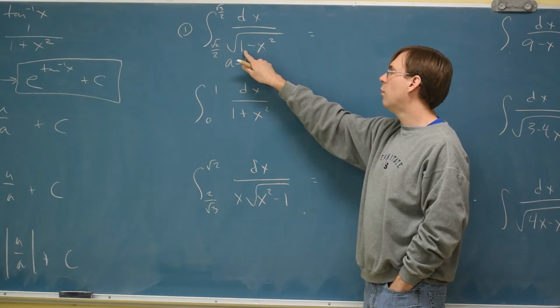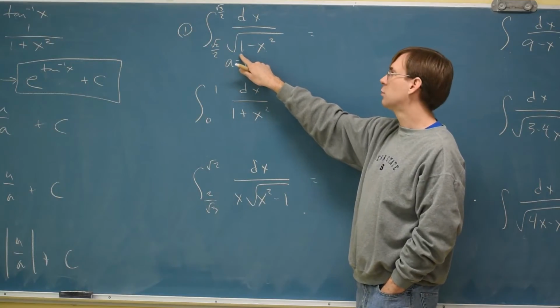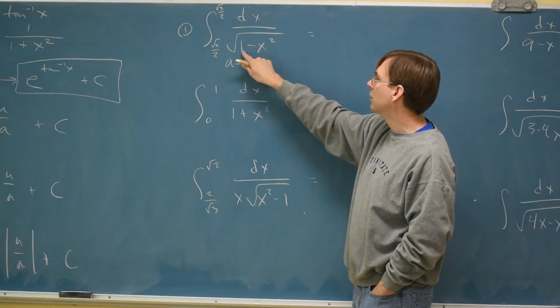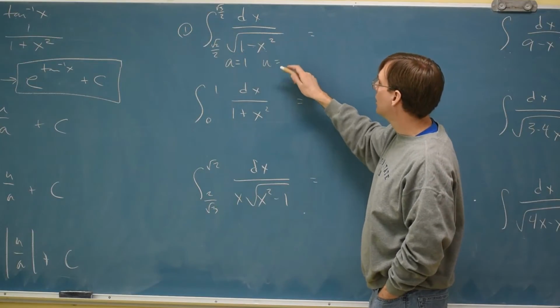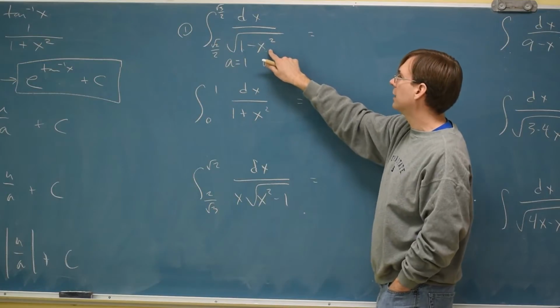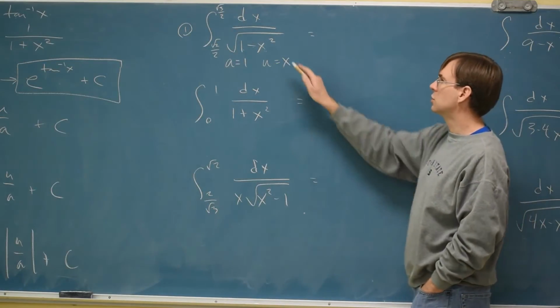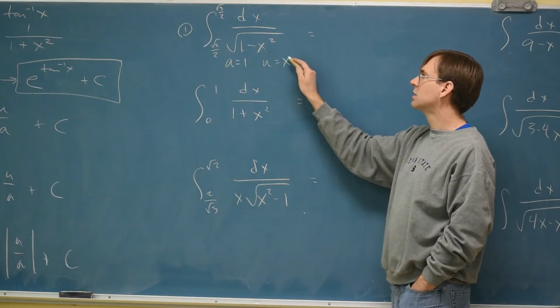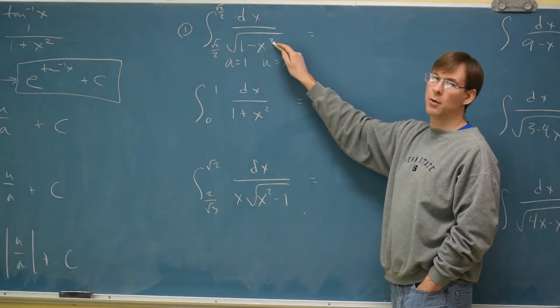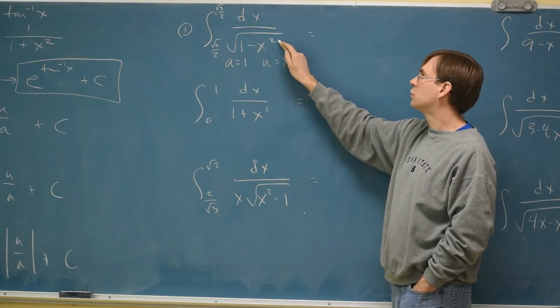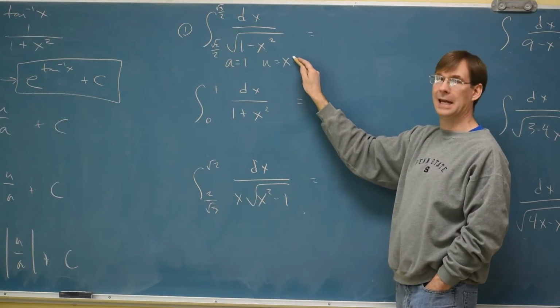If this were a 4, a would be 2. If this were a 49, a would be 7. Okay, the a will be the root of this number. The u is the root of this thing. The u happens to be an x, because the square root of x squared is x. When you do roots of powers, cut them in half. We know that. Half powers are roots. So if this were an x to the 20, I'd go x to the 10, for example.